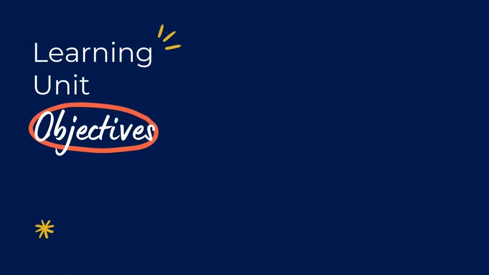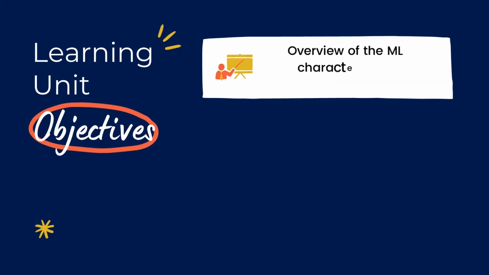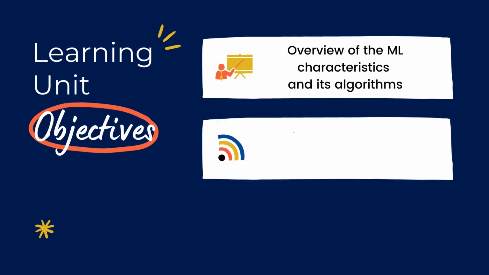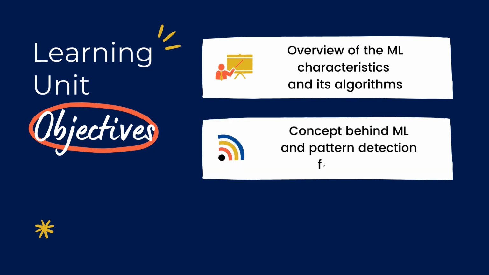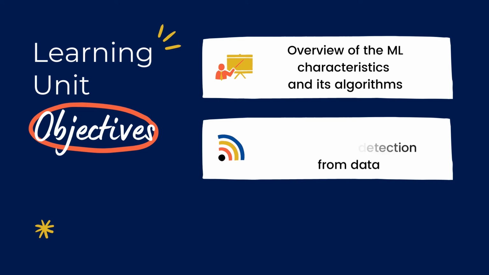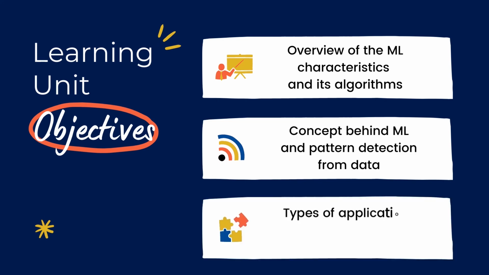After learning the lessons of Learning Unit 1, you will be able to have an overview of the ML characteristics and its different algorithms, understand the concept behind ML and how to detect patterns from data, and identify different types of applications that use the ML algorithms.